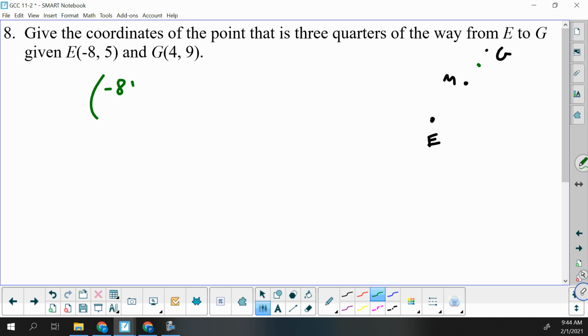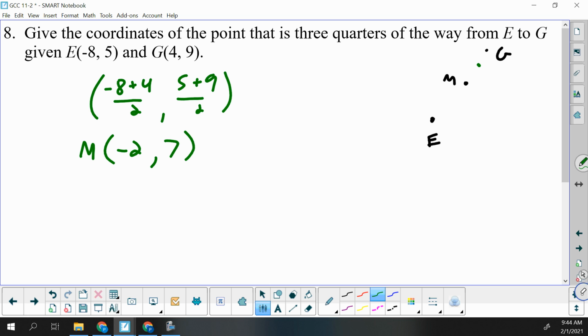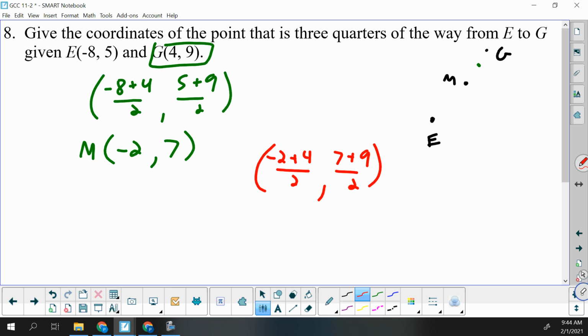So we'll have negative 8 plus 4 over 2, comma 5 plus 9 over 2. Negative 8 plus 4 is negative 4, divided by 2 is negative 2. 5 plus 9 is 14, divided by 2 is 7. So that's our M. We want to use that and G, and if we find the midpoint of that, that'll give us 3/4 of the way from E to G. So we're going to do negative 2 plus 4 over 2, averaging the x's of M and G. And we'll do 7 plus 9 over 2, averaging the y's.